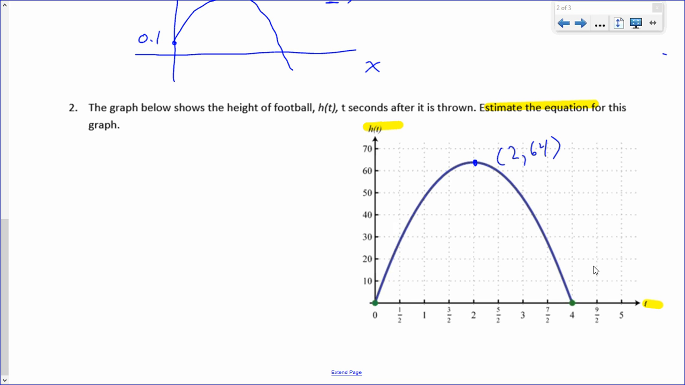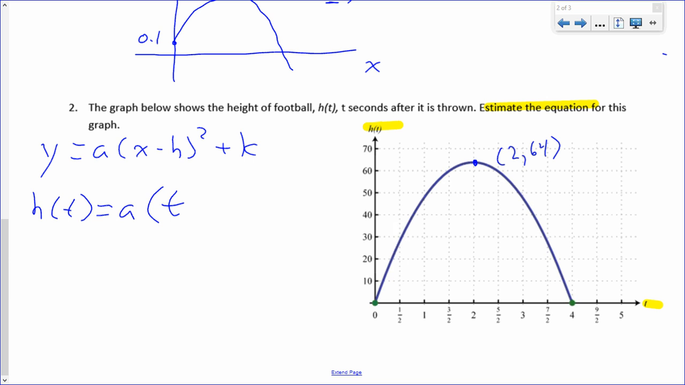So if we imagine, again, thinking about the equation in vertex form, we can do some replacement here. First of all, we don't want y anymore, we want h of t. We don't know a. We don't want x; instead of x, we're going to use time. Instead of x and y, we're using, of course, t and h. Our vertex is at 2, 64, so we can plug that in just like this. Now, we still need that a value.